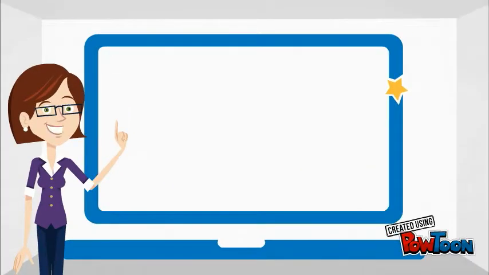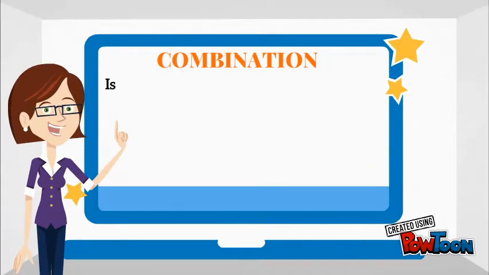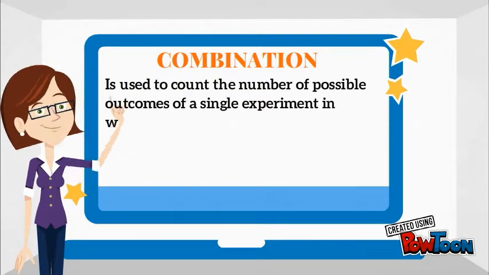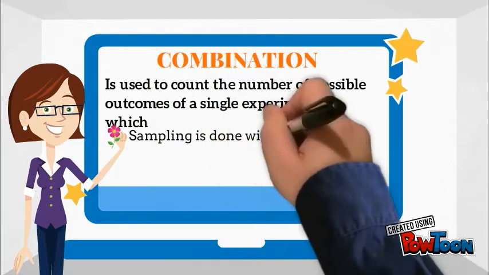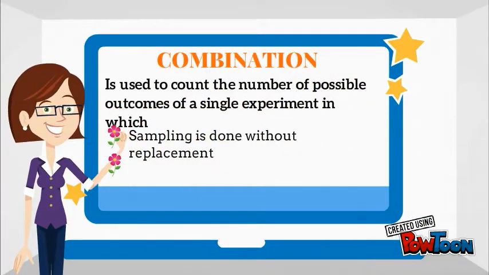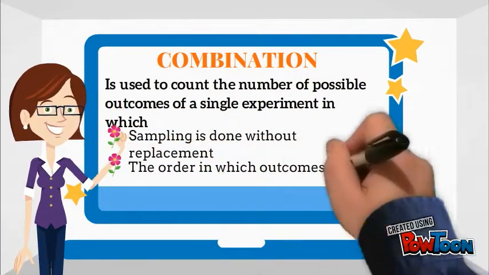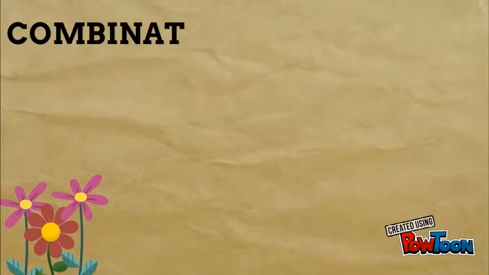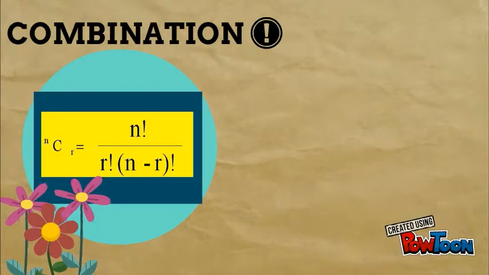Let's move to combination rule. Combination rule is used to count the number of possible outcomes of a single experiment in which sampling is done without replacement, and the order in which outcomes occur is not important. The formula of combination is shown in the yellow box, where n is the total number of objects and r is the number of selection.